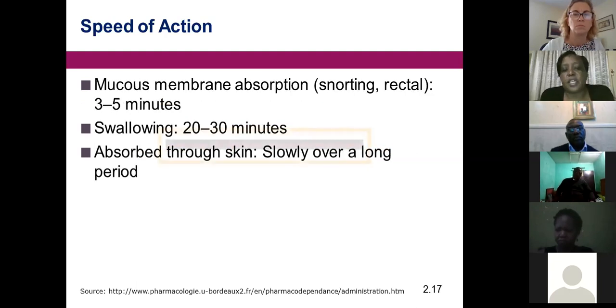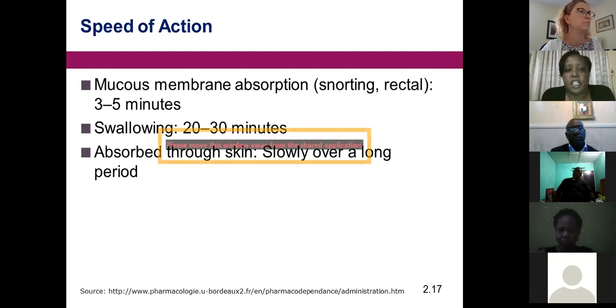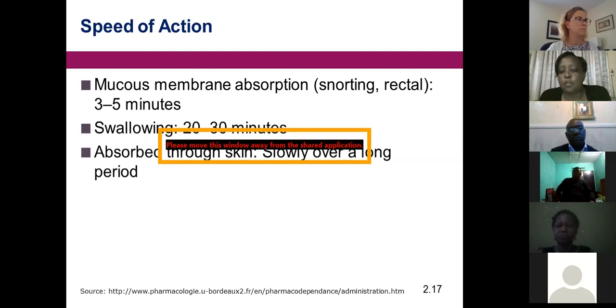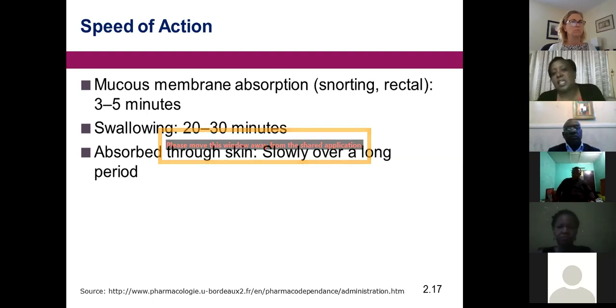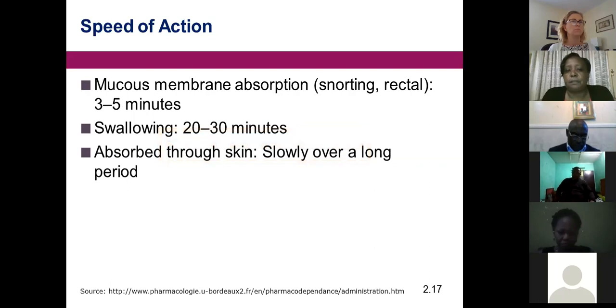We have the mucous membrane absorption, where we have snorting and sometimes rectal. And I know sometimes people are also using vaginal methods. I have seen that in my country. It takes about 3 to 5 minutes. We have swallowing, which takes about 20 to 30 minutes. And then, of course, we have absorption from the skin, examples being the patches, which is actually much slower, and it takes a longer period. So depending on what method your client is using, the effect of the drug will actually be different.